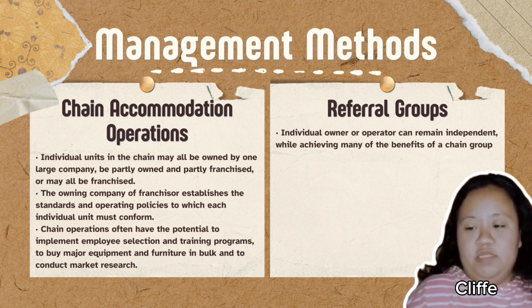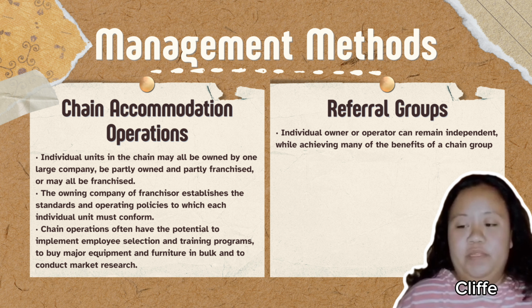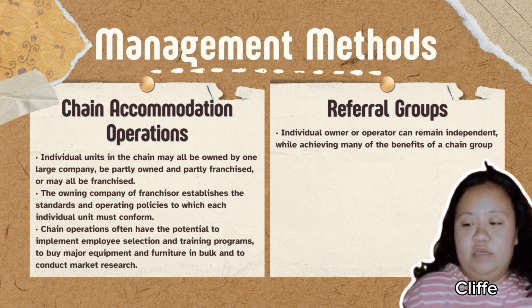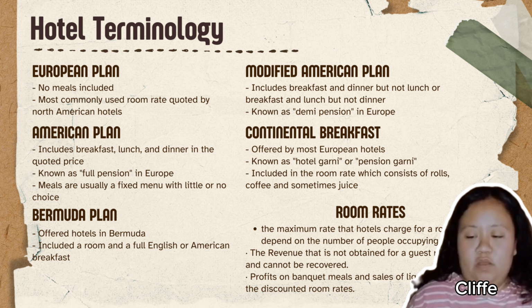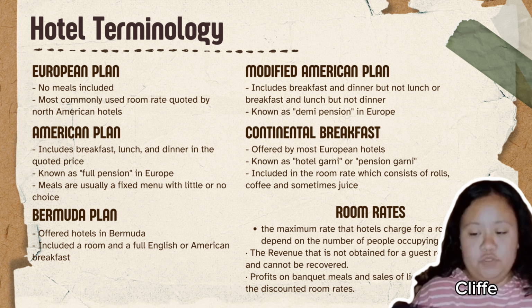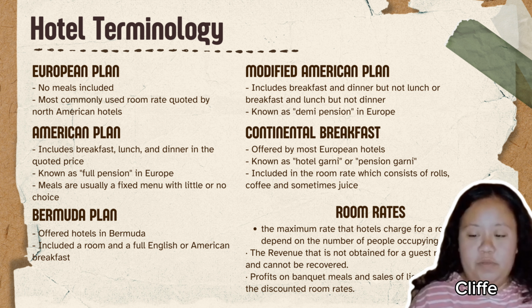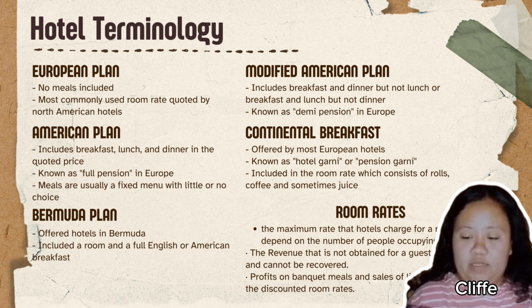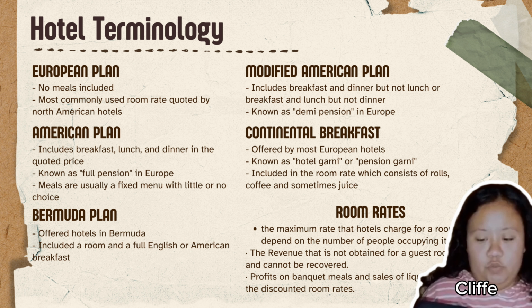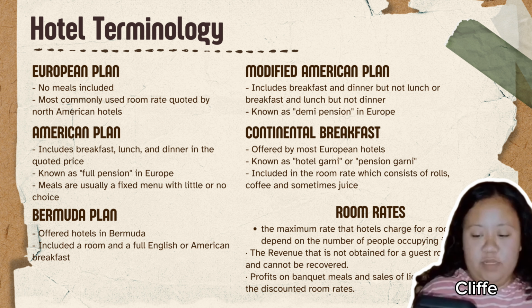Referral groups. Individual owners or operators can remain independent while achieving many of the benefits of a chain group. Hotel terminology. European plan: no meals included, the most commonly used room rate quoted by North American hotels. American plan includes breakfast, lunch, and dinner in the quoted price, known as full pension in Europe. Meals are usually a fixed menu with little or no choice.